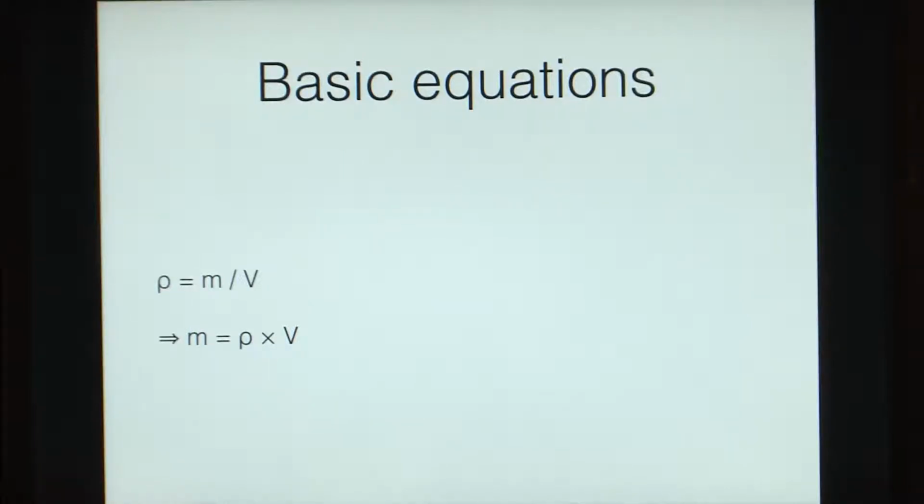So, if we know rho, we can calculate the mass of that chunk because we know how to calculate its volume. If we multiply that by the density, we will get the mass. Now, the trick, because we know how to calculate the volumes, is to know the density. So, how do we calculate the density of any given sample?